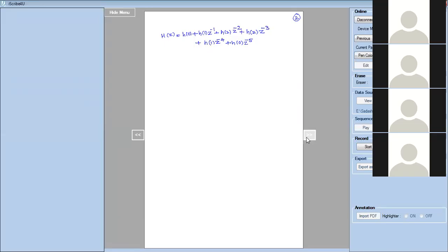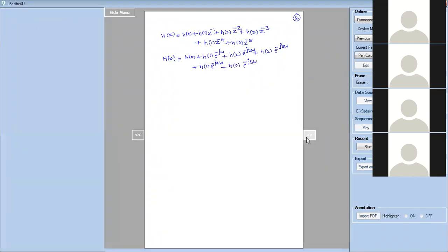Okay, fine. Then I can have H of omega. What is H of omega? h of 0 plus h of 1 into e to the power of minus j omega plus h of 2 into e to the power of minus j 2 omega plus h of 2 into e to the power of minus j 3 omega plus h of 1 into e to the power of minus j 4 omega plus h of 0 into e to the power of minus j 5 omega.